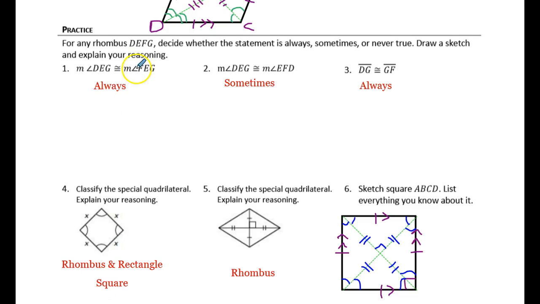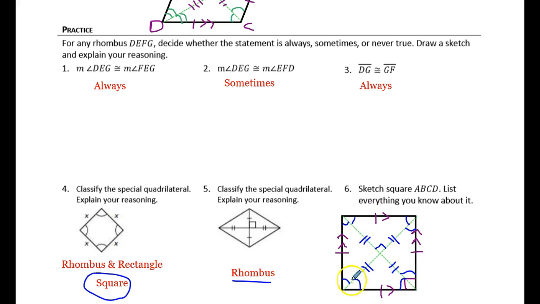Alright, so make sure that you have your sketches here, but number 1 is always, number 2 is sometimes, number 3 is always, number 4 could be a rhombus and a rectangle, so then your best answer would be square. Number 5, your best answer is a rhombus. And then number 6, I didn't list everything, I drew it on here.